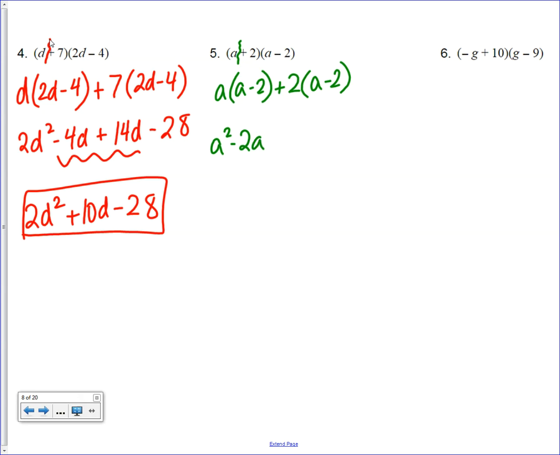Now, what is 2 times a? 2a, because there's an a right there, right? And then 2 times negative 2. Negative 4. Good. Guys, you see how the middles keep going together, don't they? Logan, what do you get here in the middle? Negative 2a plus 2a. What's negative 2 plus 2?